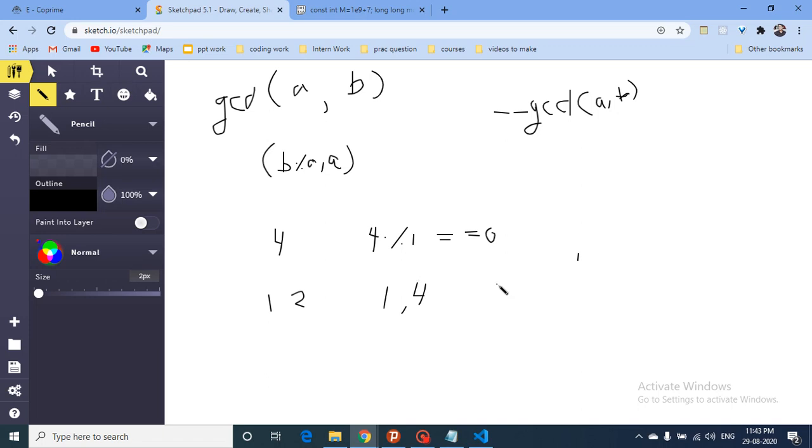And also one more thing: for the factors of 4, if you take 4 mod 2, then the answer is 0, which means 2 is also a factor. So the two factors for 4 are 2 and 4 divided by 2, which is 2. So they both are the same, and you just have to take only one of them. If you update this also and this also, then this factor is counted twice. I don't have to count any factor twice.